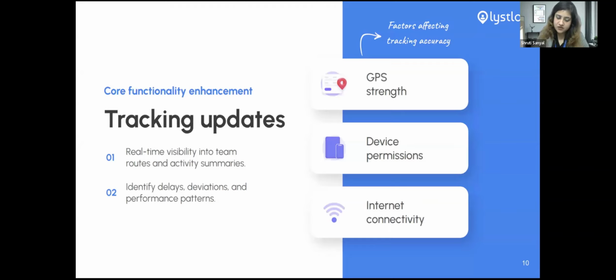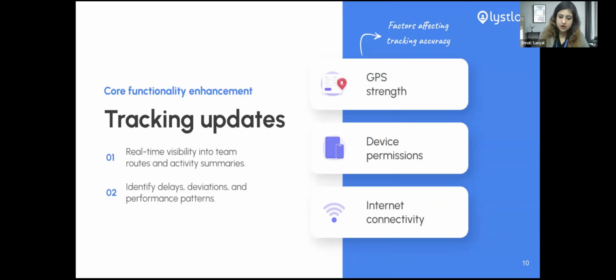And then we do have device permissions as well. There are certain settings which need to be enabled for the device to work perfectly for tracking, so we can also enable a few device permissions from our end. And the internet connectivity, as we all know, needs to be perfect from the user's end. If the internet connectivity is not perfect, there might be slight deflects for the tracking as well.